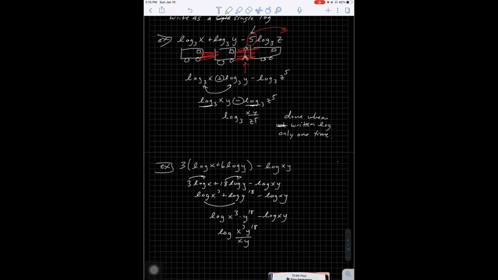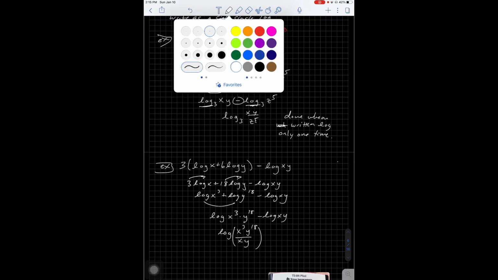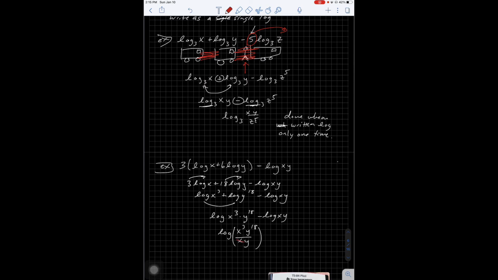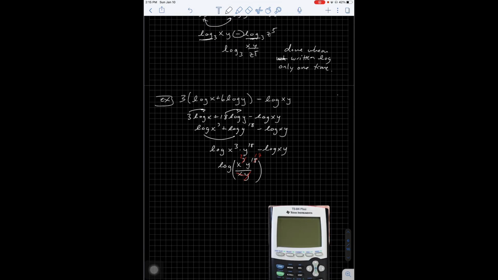Now sometimes at this point you can reduce. Please do that. In algebra land, we know how to reduce this fraction. The x here cancels with one of the x's here. This y cancels with one of these. And I am left with log of x to the 2nd and y to the 17th. Okay.